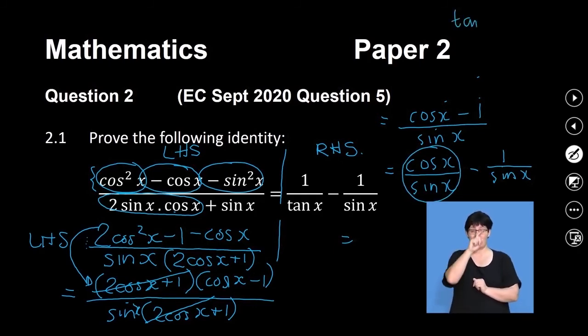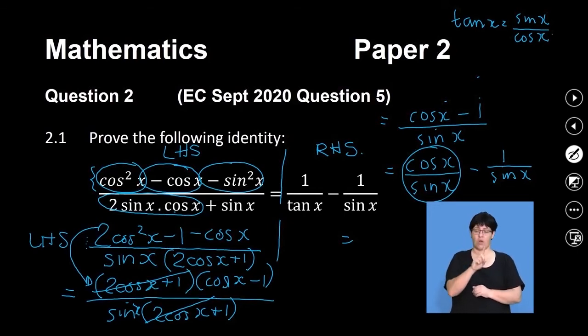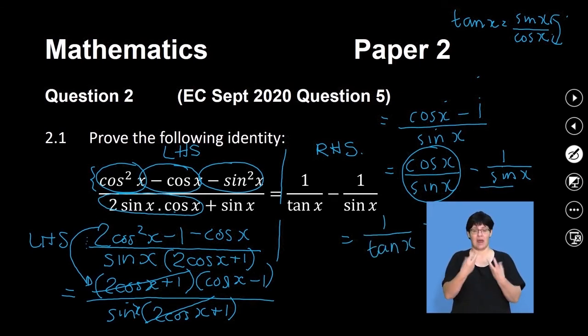Remember that tan x is equal to sine x over cos x. So therefore, 1 over tan x is the reciprocal of that. It's going to be cos over sine. So this can now be simplified to 1 over tan x. And then, of course, I've got my minus 1 over sine x over there. All right, and therefore, I've now proved that the left-hand side is equal to the right-hand side.